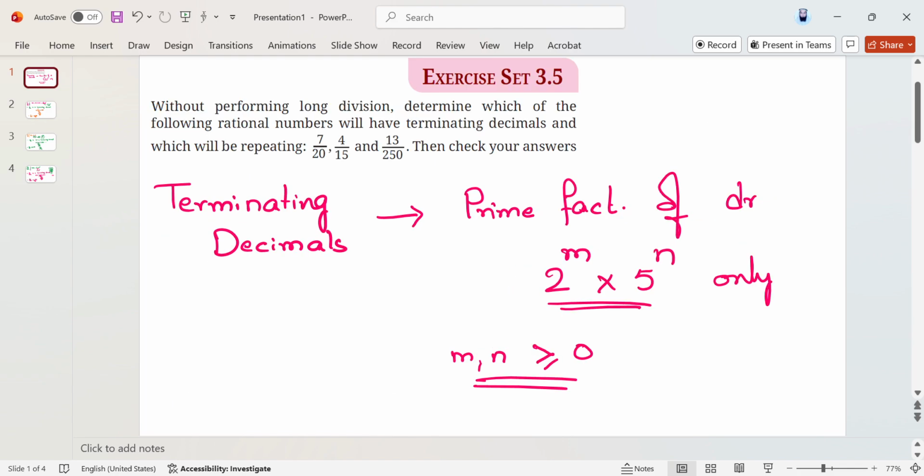Now see, my dear students, the interesting thing. What is the concept you understood? That if the prime factorization of the denominator is in the form of 2 to the power of m and 5 to the power of n only, it should not have any other prime number, then they are terminating decimals.